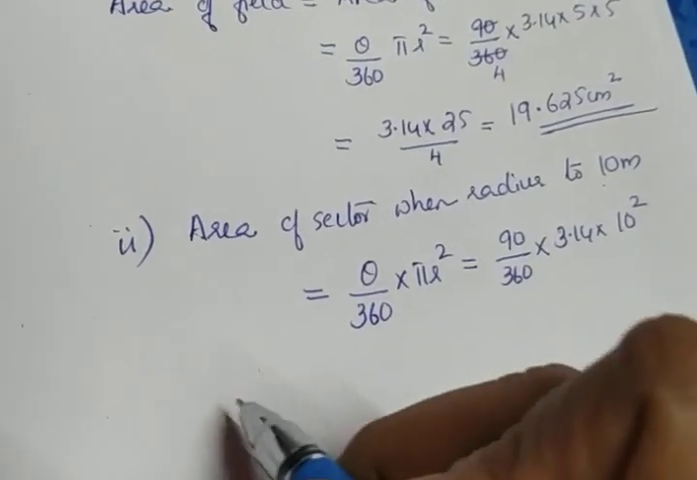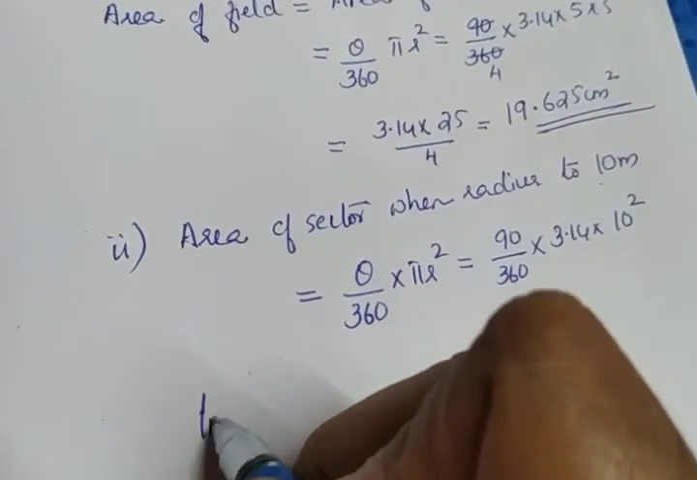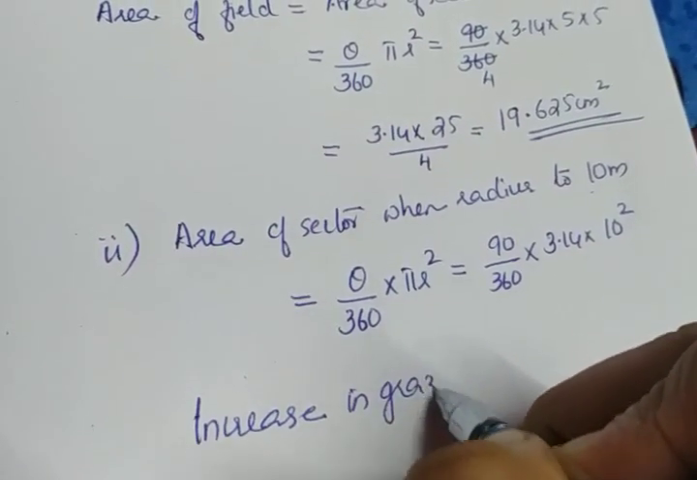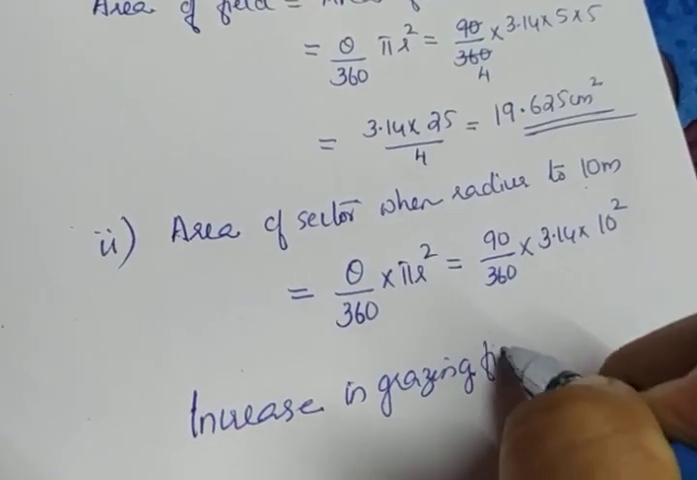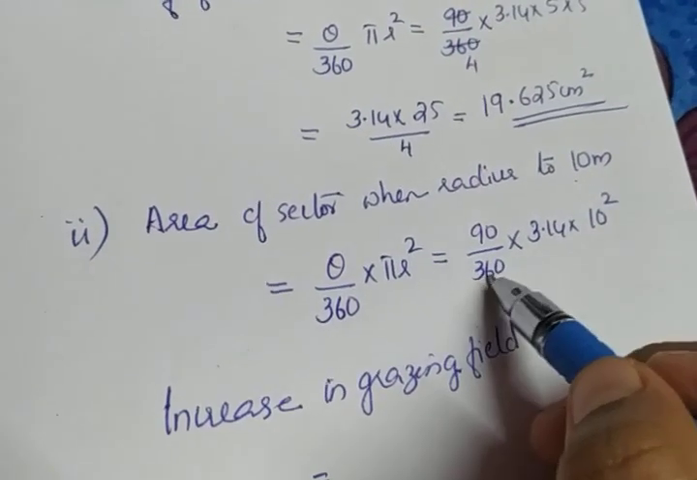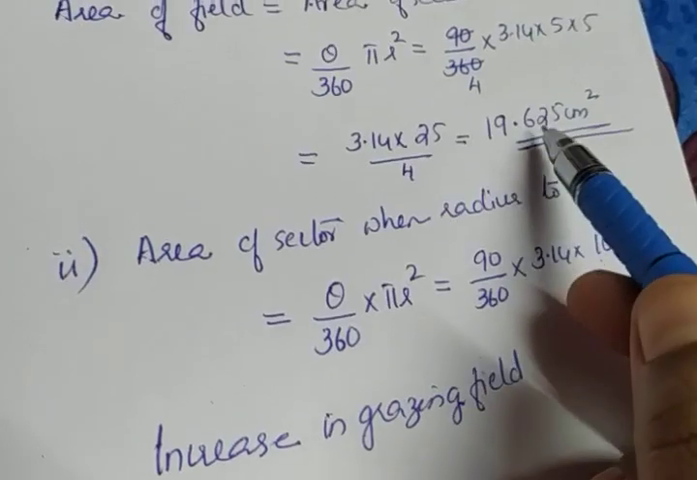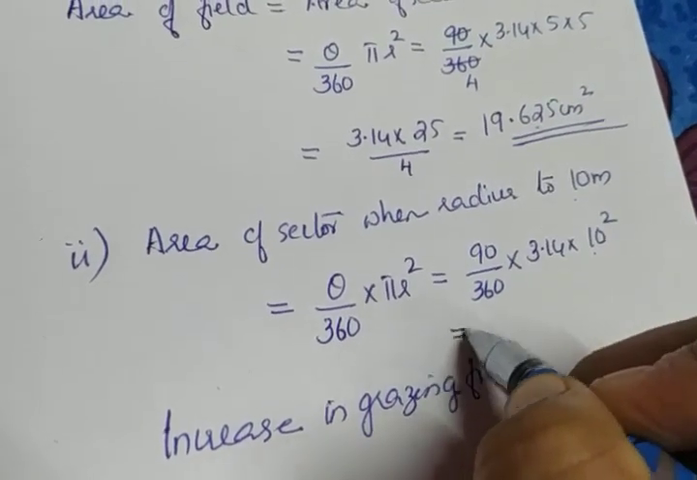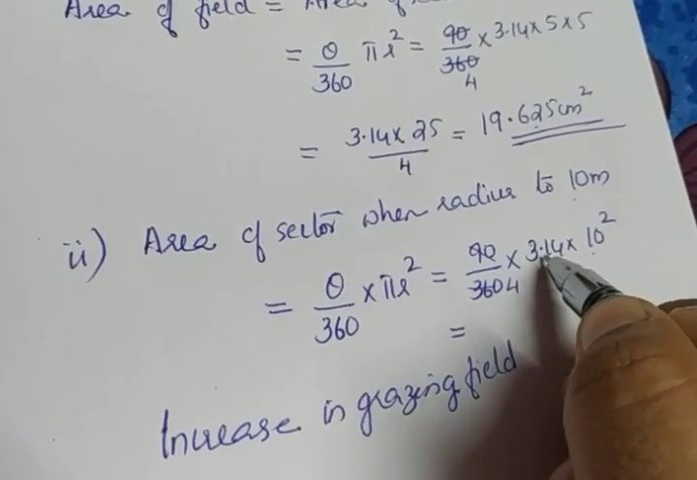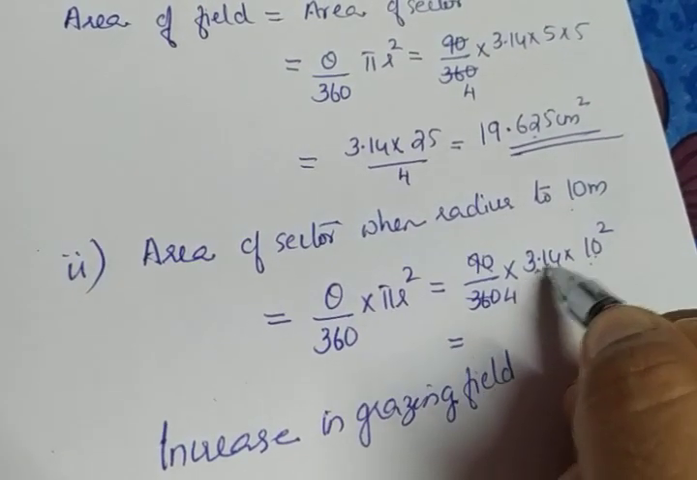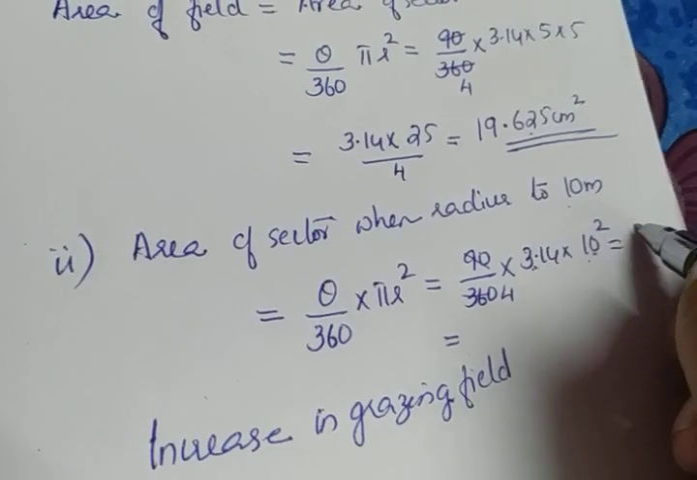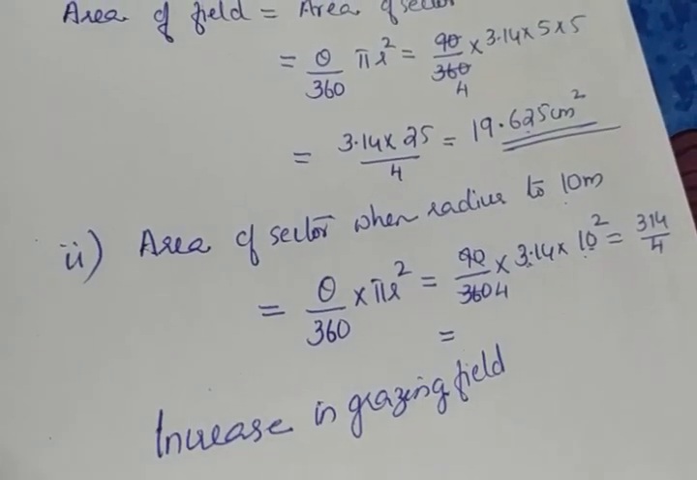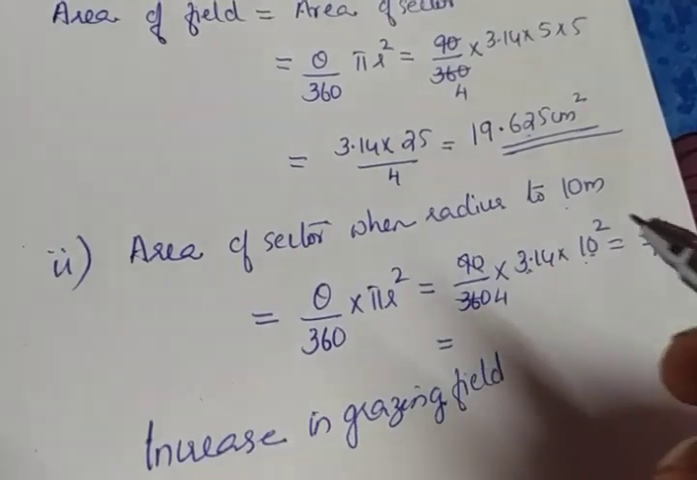Again, we have to find the increase in the grazing field. So the increase in the grazing field is equal to the new area minus 19.625. Either you can simplify the value here itself and just subtract. If I simplify the value here, 90 by 360 becomes 1 by 4. And 3.14 into 10 square is 3.14 into 100, which gives you 314. 314 divided by 4, isn't it?